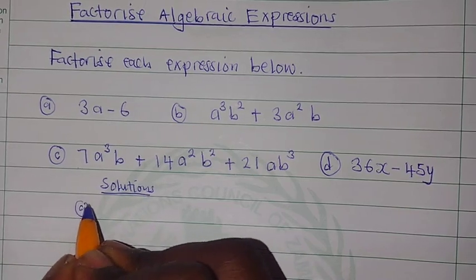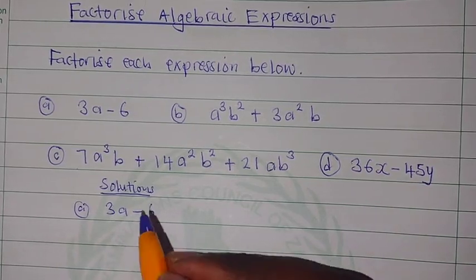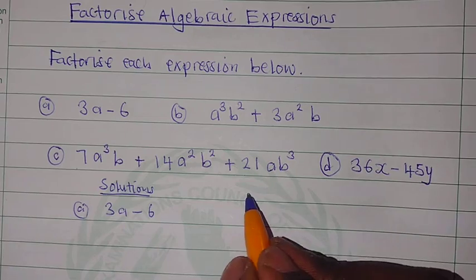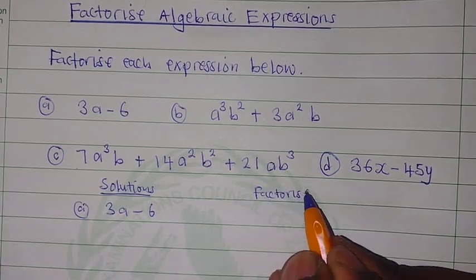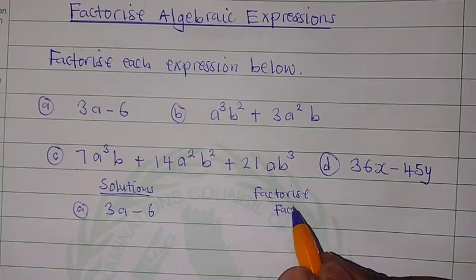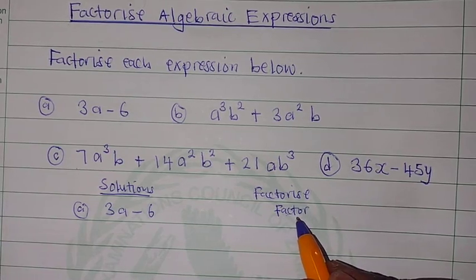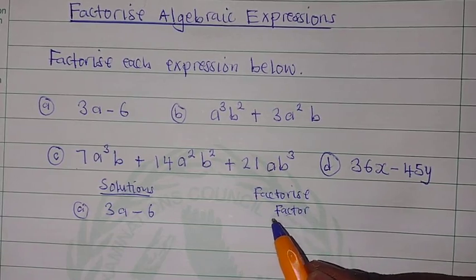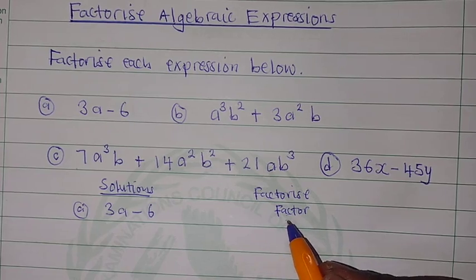So for question A, we have 3a minus 6. So we need to factorize A. So here what we have is the word factorize. The word factorize contains one word which is factor. So a factor, we are looking at a number which can go into the given numbers without leaving a what? A remainder. That is what we are calling a factor.